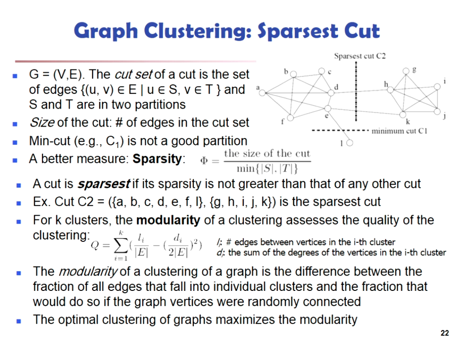For k clusters, the modularity of a clustering assesses the quality of the clustering with the formula Q equals this formula. The modularity of a clustering of a graph is the difference between the fraction of all edges that fall into individual clusters and the fraction that would do so if the graph vertices were randomly connected. The optimal clustering of graphs maximizes the modularity.